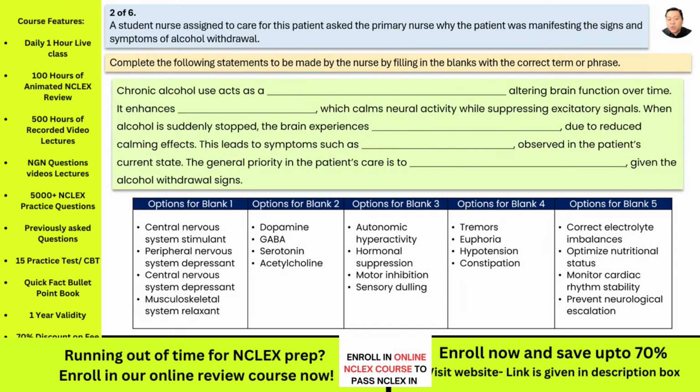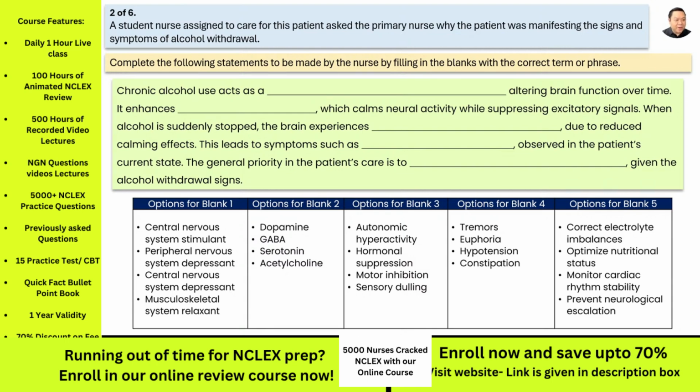Now, let's move on to our next test item. This is the drag and drop cloze test type. It says a student nurse assigned to care for this patient asked the primary nurse why the patient was manifesting the signs and symptoms of alcohol withdrawal. So your task is to complete the following statements to be made by the nurse by filling in the blanks with the correct term or phrase.